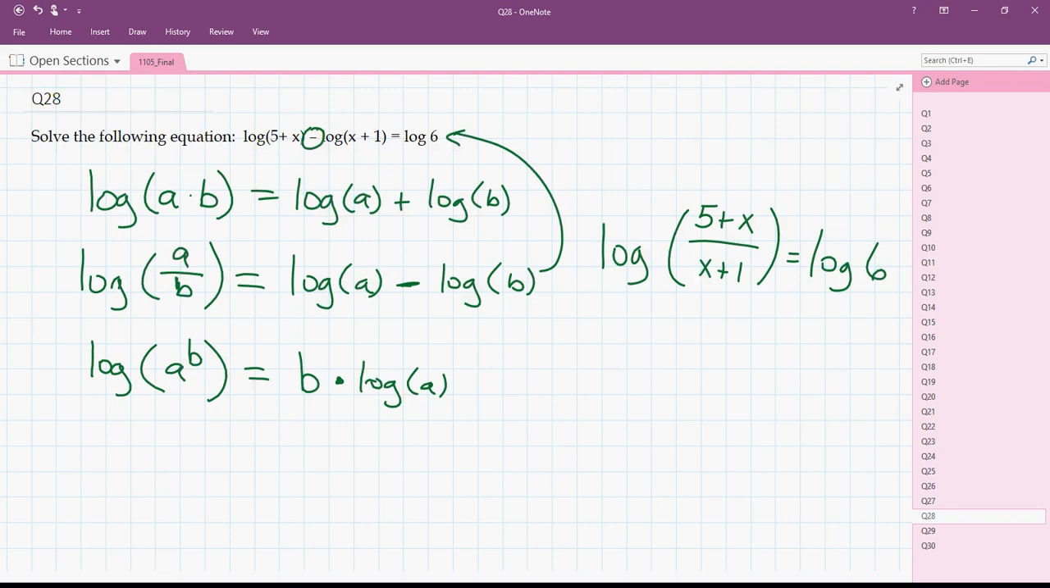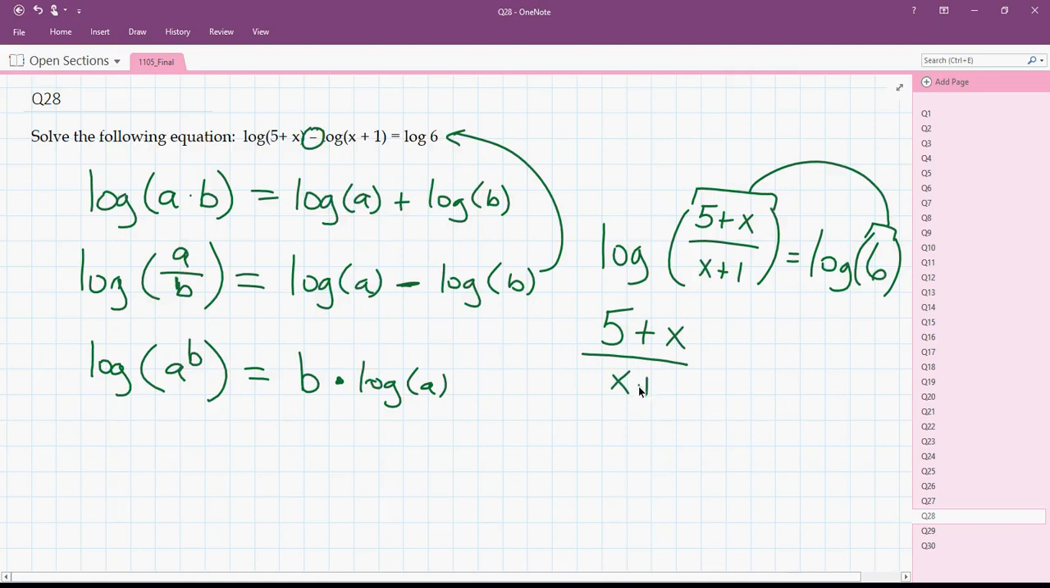Okay. So now since we have everything in logarithms, like our left side is just the log of some quantity, and the right side is the logarithm of some quantity, these quantities need to be equal by definition. So at this point, we can drop the logarithms and just say that 5 plus x over x plus 1 has to equal 6. And that gets rid of our logarithms.